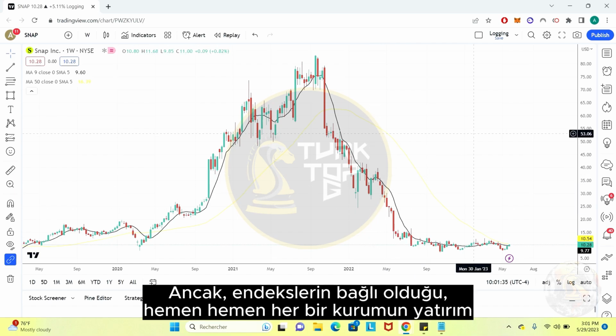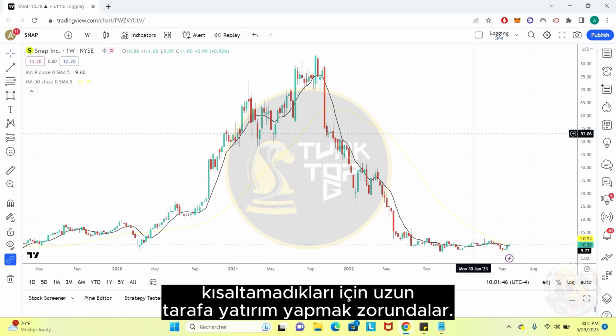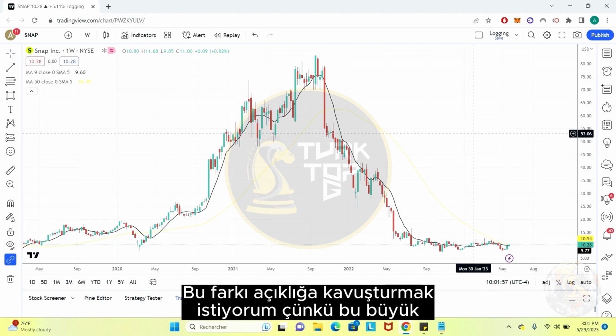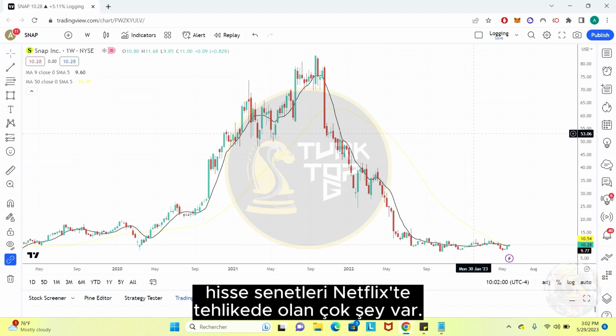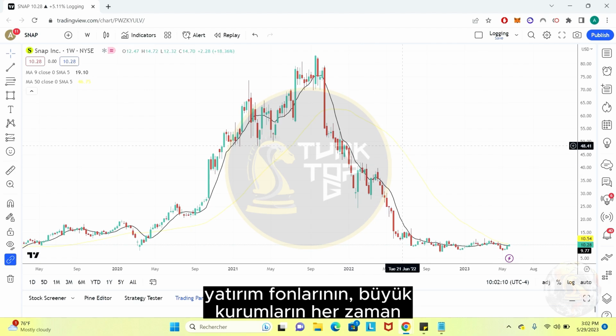But large cap growth stocks on which the indices depend, on which almost every single institution is invested, and many of those have to be invested on the long side because they can't short it. Large cap growth stocks like Apple, Amazon, Nvidia, Tesla, they don't have great downtrends. I want to clarify this difference because there's a lot at stake with those large cap stocks. Netflix and Tesla still had a good downtrend, but it's not as clean as you would see in other growth stocks where mutual funds, big institutions don't have to be invested at all times.